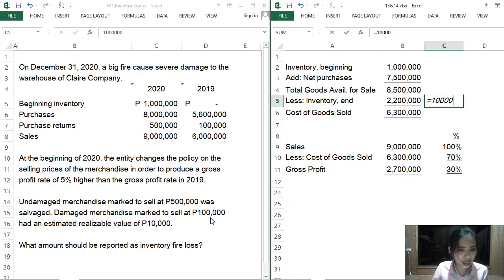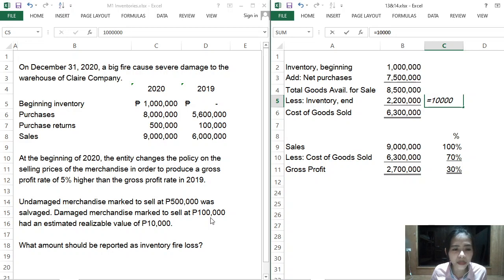Ma'am, bakit hindi 100,000? Going back sa LCNRV, lower of cost or net realizable value. Whichever is lower, di ba? Kasi nga lower, di ba? Lower of cost versus NRV. Ano bang mas malaki? Yung 10,000 or yung cost? Ma'am, hindi naman binigay yung cost. Yung binigay is the selling price na 100,000.